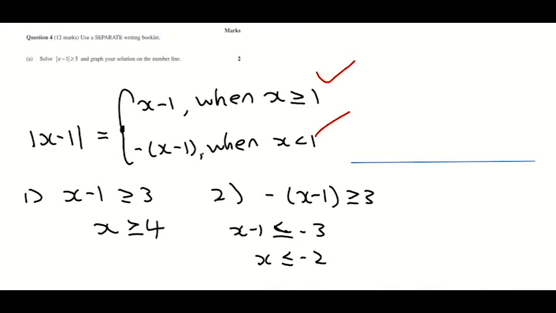Now we can plot our solution, seeing as we have both solutions. x is greater than or equal to 4, and x is less than or equal to negative 2. Since they're both inclusive, a filled-in dot is used.